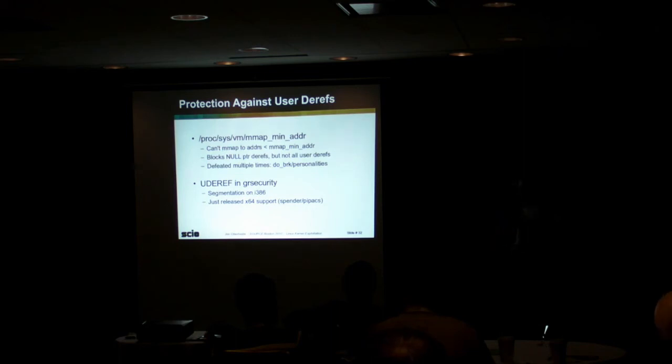The more comprehensive solution for these user space dereferences is called UDEREF, appropriately, which is part of Spender's grsecurity patch set. And on i386, it uses segmentation to enforce these boundaries between kernel space and user space and catch these null pointer dereferences. And actually, just a week or two ago, him and PaX Team released support for 64-bit, which is a little more difficult due to the lack of some of these segmentation features that were discarded on the AMD64 architecture. But it does protect against some of the most common scenarios of these user space dereferences.